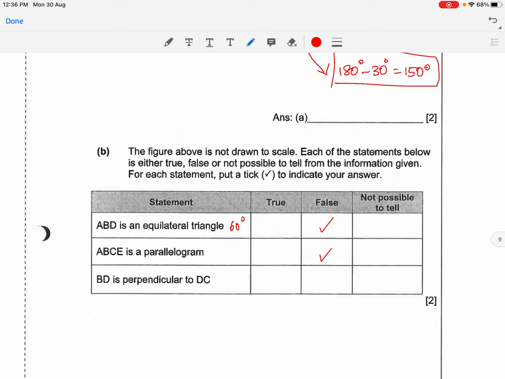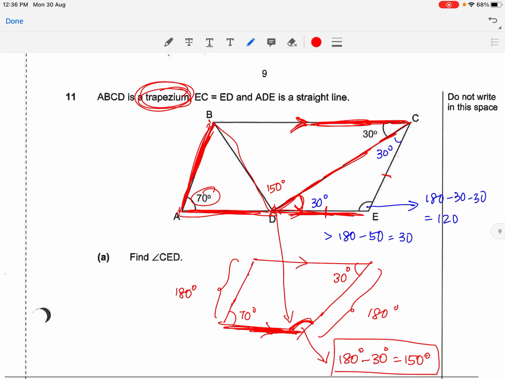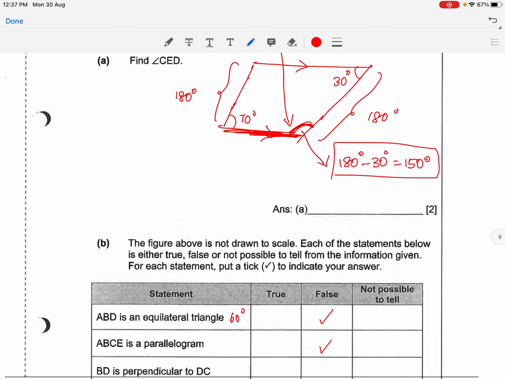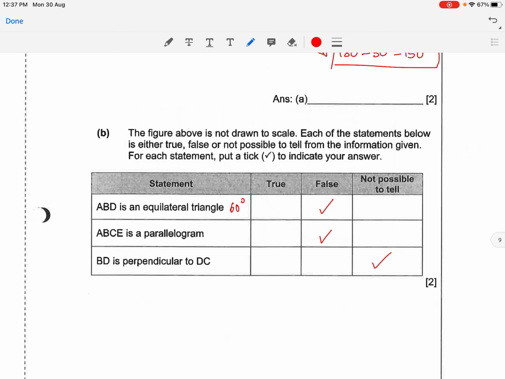The last one, BD is perpendicular to DC. So BD is perpendicular to DC. It is not true as well. It's not possible to tell this because there is nothing given, there are no angles given for this. There's a question mark, too many question marks, so I wouldn't know. And there's nothing in the question to indicate that I will be able to find these two angles or even this angle. Therefore, it's not possible to tell. All right.